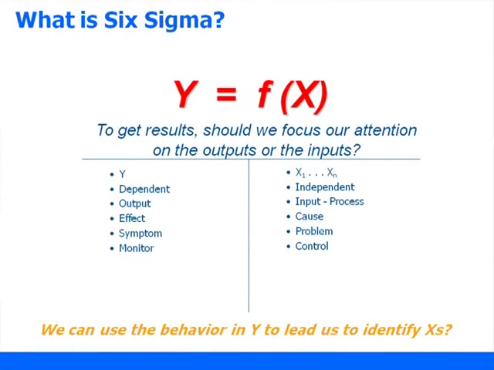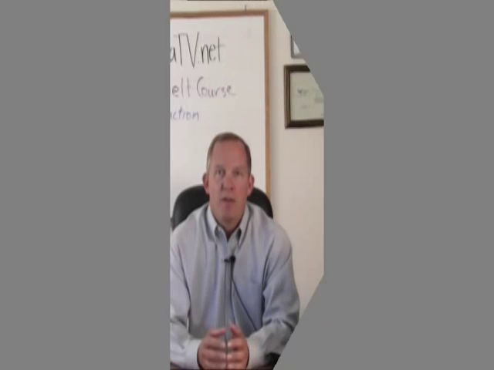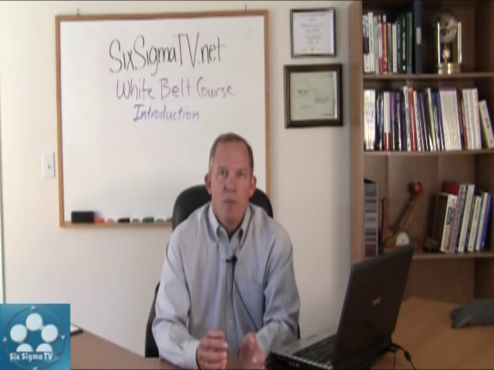So this function, Y is a function of X, is the core of Six Sigma. The Y's are the outputs and the X's are the inputs that feed into those outputs. And the outputs are what the customer receives. So it might be a new car, it could be an airplane, it could be a patient receiving some kind of a surgery. That's the output. And we can't improve the outputs, we can only rework the outputs.